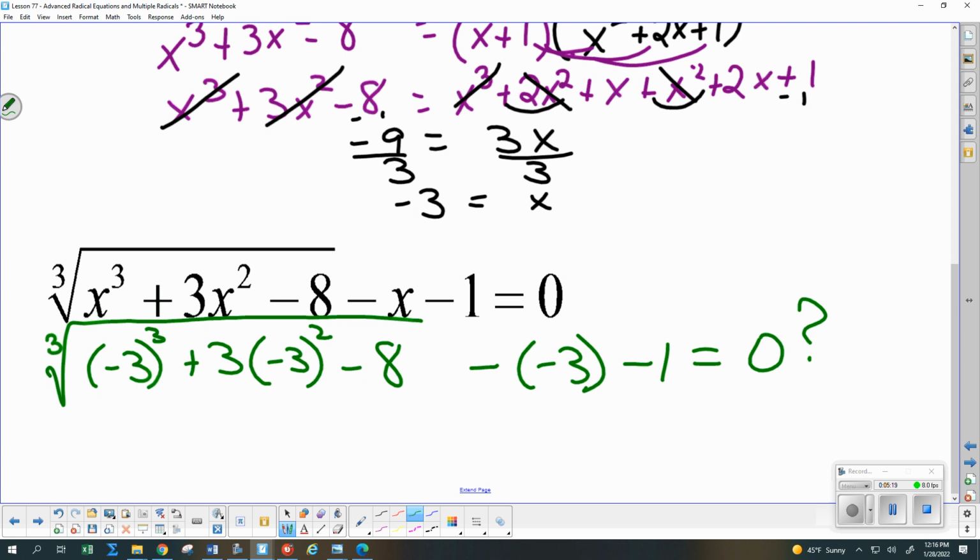So what is negative 3 times negative 3 times negative 3, Caleb? Good. Plus 3 times, what is negative 3 times negative 3, Leah?